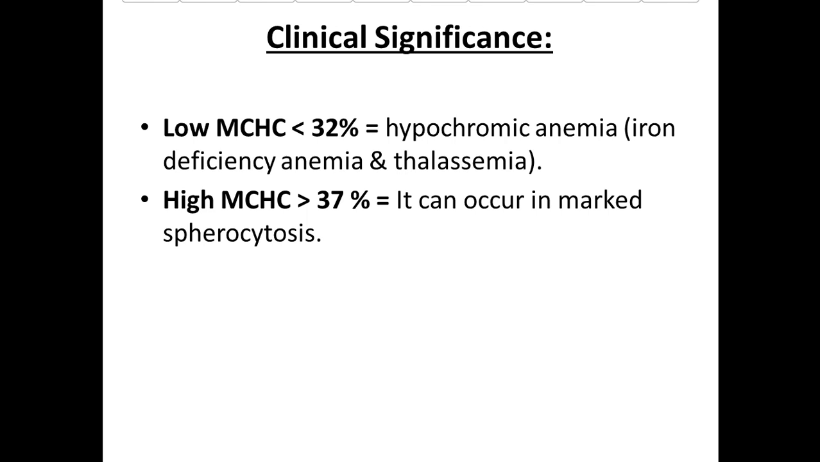Clinical significance. Low mean corpuscular hemoglobin concentration, that is less than 32%, indicates hypochromic anemia, that is iron deficiency anemia and thalassemia, while high mean corpuscular hemoglobin concentration, more than 37 percent, can occur in marked spherocytosis.